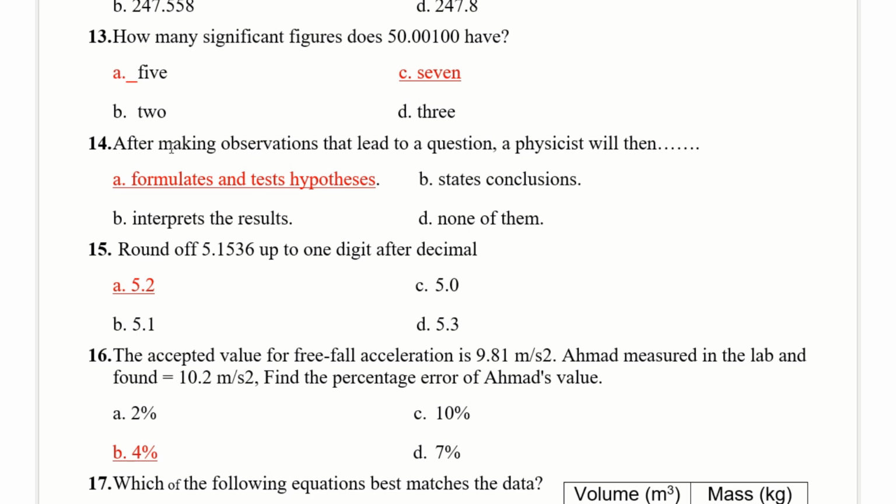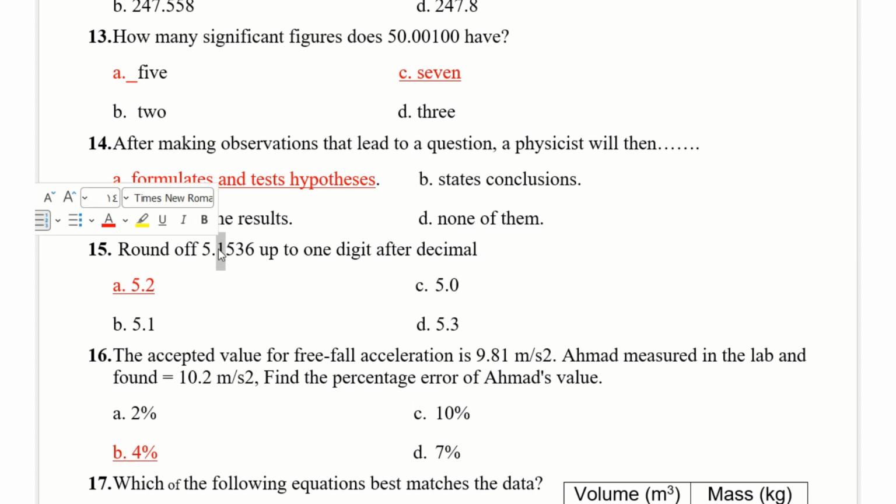Scientific method. After making an observation that leads to a question, so observation and question, a physicist will then do what? What comes after observation and question? Formulate and test the hypothesis. So formulate a hypothesis and test the hypothesis. So it's A.